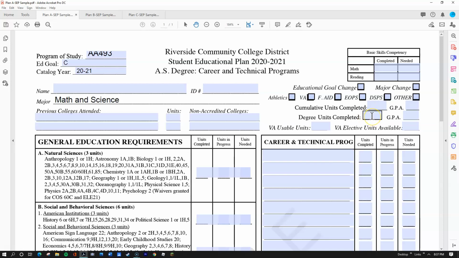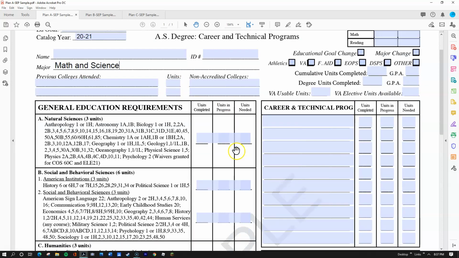These are only degree applicable units and the GPA for those specific units. If you have veteran benefits, we would enter that information here. If you've attended previous colleges, we would write that in here and how many units you would be receiving credit for. And then we get into this section down here.